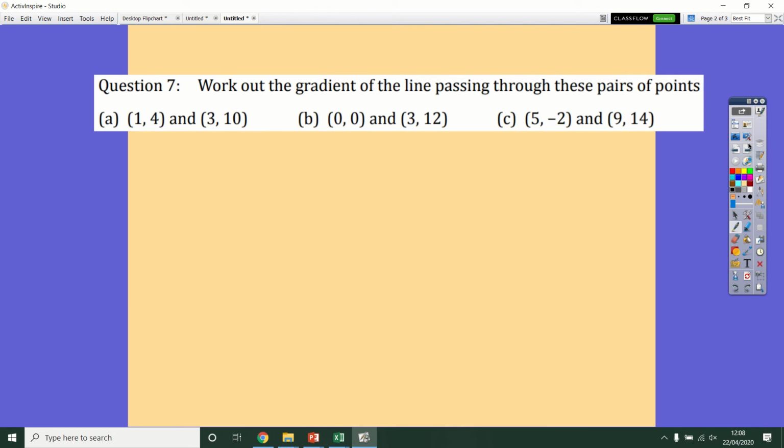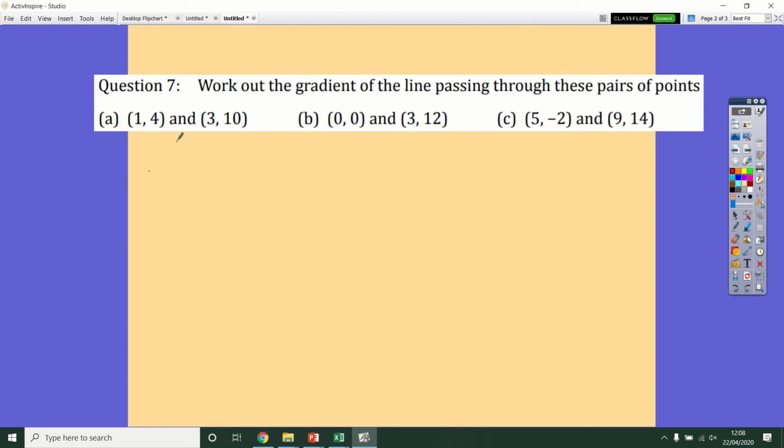Now, these ones don't have pictures on, and we're going to try and do it without using the picture. If you really need to and you want to plot these on some axes, you can do it initially, but try to get the hang of how to do it without the picture. So again, I want the gradient of the line that will pass through each of these two pairs of points.